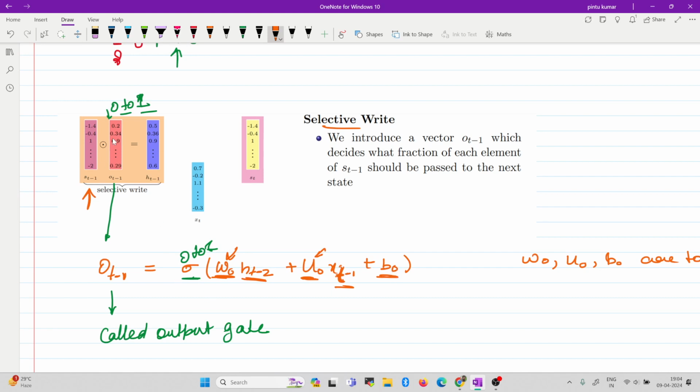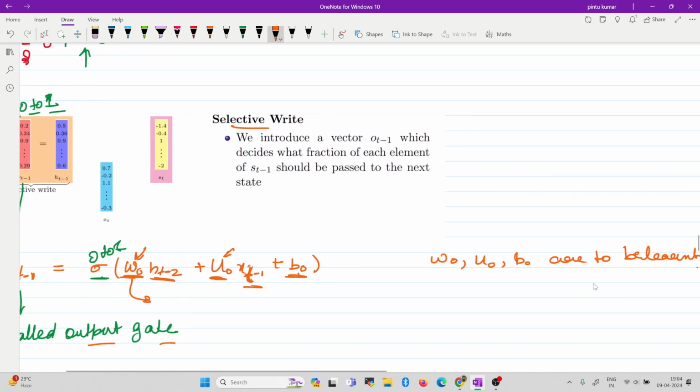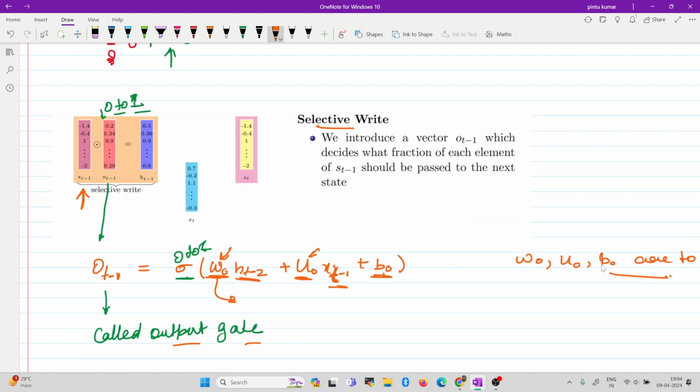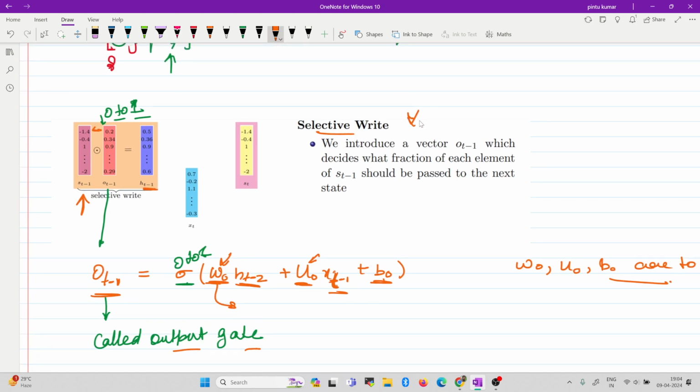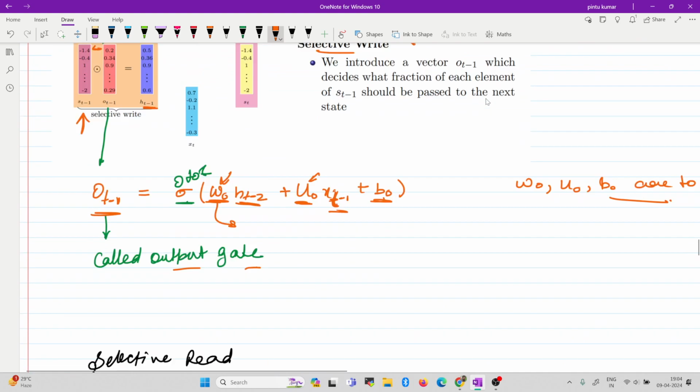So this is what my output gate is, and this is how my selective write works. I have to learn this W_o, U_o, and my bias b. These are the parameters that need to be learned. After I learn my parameters, I'll know the weights of this vector o_{t-1}. That will be pointwise multiplied to give me h_{t-1}, and this process is known as selective write. So I'm extracting the important information from the previous state s_{t-1}. Now, what was the next step?